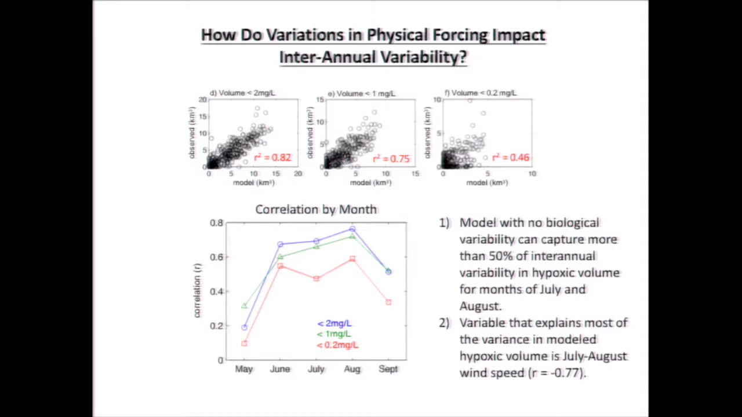So then I took all 30 years of data and I just averaged it as a function of month, and this is just the correlation coefficient on the y-axis. And so as we go into the summer months, we see high correlation coefficients, particularly for this 2 milligram per liter criteria. And so particularly for July and August, a model that has no biological variability can capture about 50% of the observed interannual variability. And according to the model, that variability is being driven primarily by variations in wind forcing.